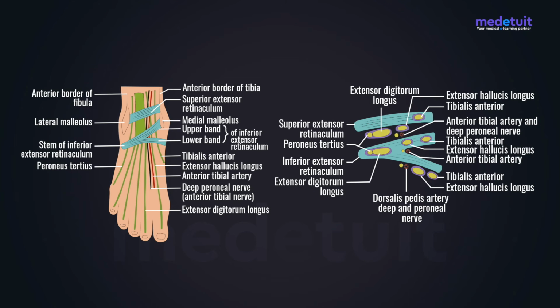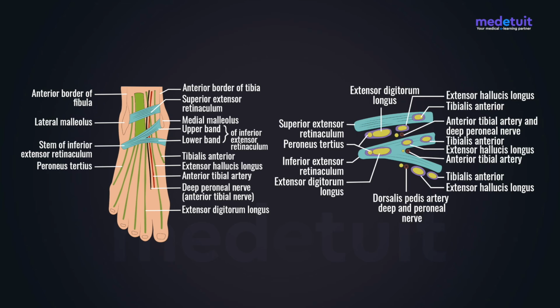Superior extensor retinaculum of the anterior compartment of the leg. This is a thickening in the deep fascia which is present above the ankle joint. It is almost 1.5 inches in thickness. Coming to its attachment, it has a medial attachment and a lateral attachment. Towards the medial side, the retinaculum splits to enclose the tendon of tibialis anterior and gets inserted to the anterior border of the tibia. Towards the lateral side, it gets inserted to the anterior border of the fibula.